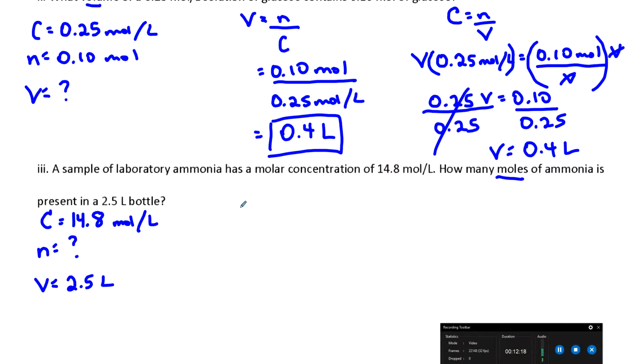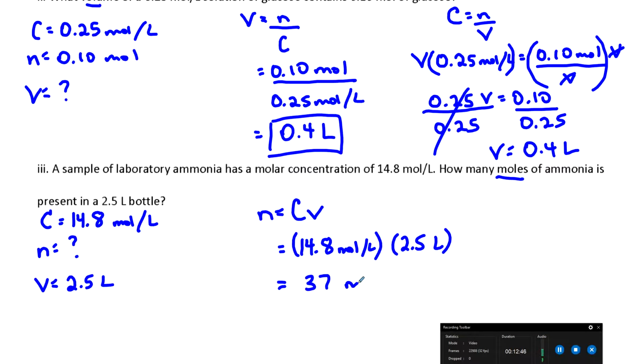So again, choose which way you'd like to do it. I'm going to have the rearranged formula to start with. We rearranged it on the first page of the notes, and we saw that the number of moles is equal to concentration times volume. So I'm going to take my 14.8 moles per liter, and I'm going to multiply by the 2.5 liters, and that will give me 37 moles for my answer.